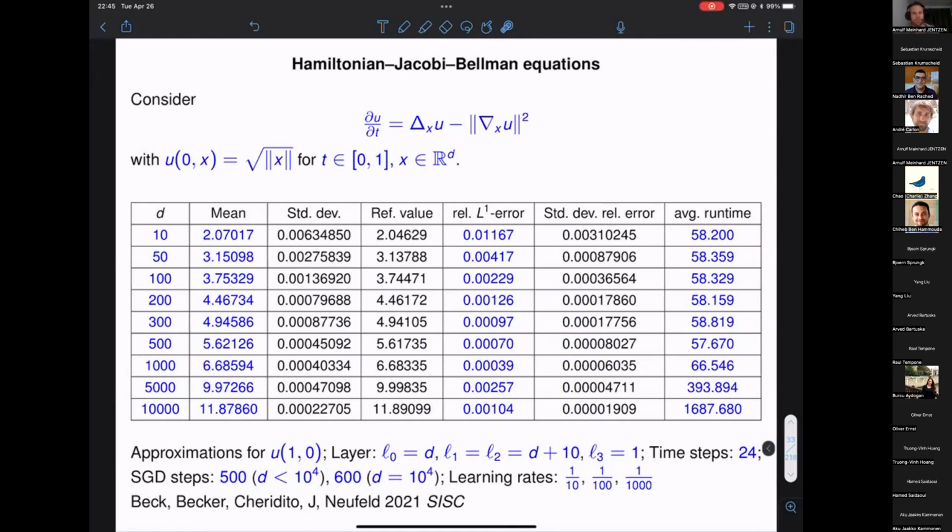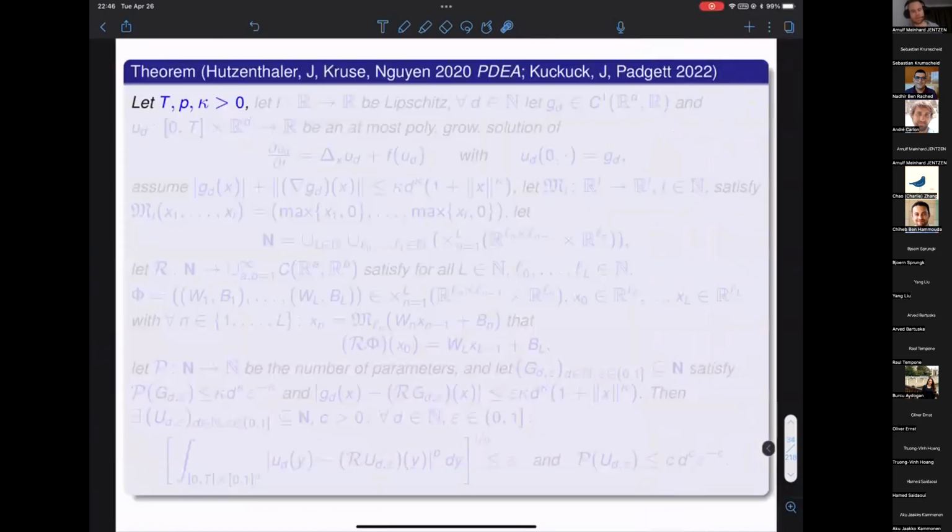And now there's one result which shows somehow that deep neural networks have the capacity to overcome the curse of dimensionality when approximating semilinear PDEs of a similar form to this. And this is the result which I want to show you now. So in detail, here it's a semilinear PDE. So big T is a time horizon.